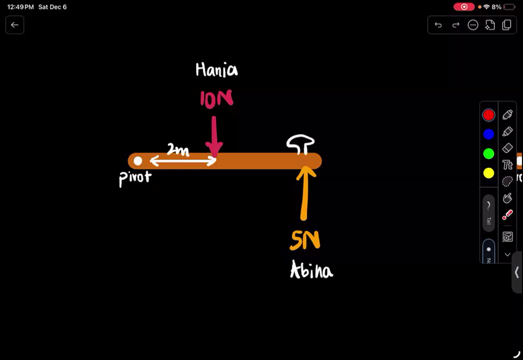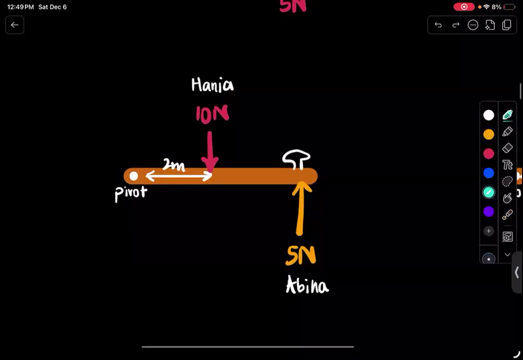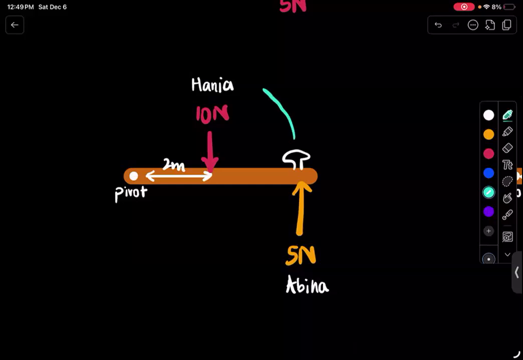What do you think? The 5 newton force, the 5 newton moment, so the door is going to turn anti-clockwise. Absolutely. Because now Abiha is going to generate an anti-clockwise moment of 25 Newton meters. Why? Because 5 into 5.